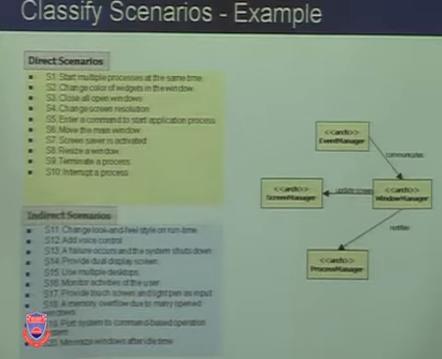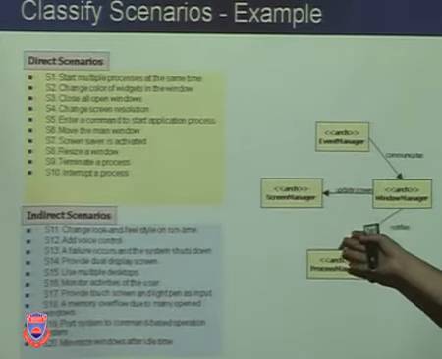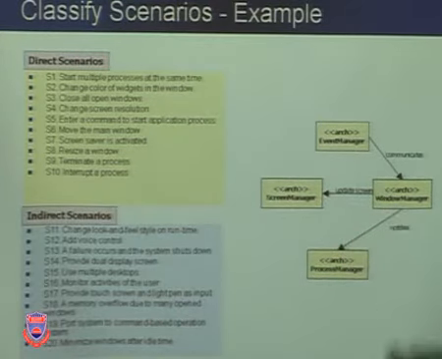In this case, it appears that the first 10 scenarios are direct, and these are indirect. For example, here, monitor activities of the user, scenario 16. This is indirect because there's no monitoring concern in this architecture. So we can say it's indirect. For system to command-based operation system.